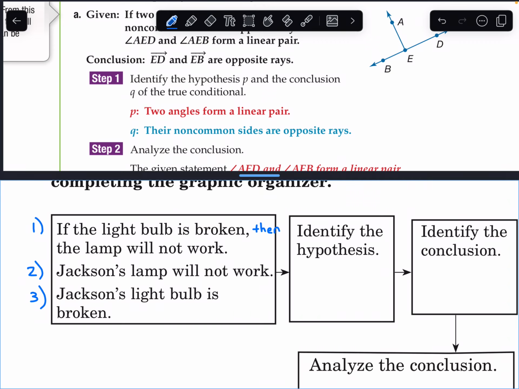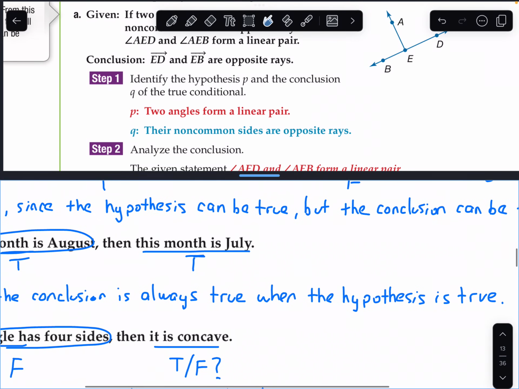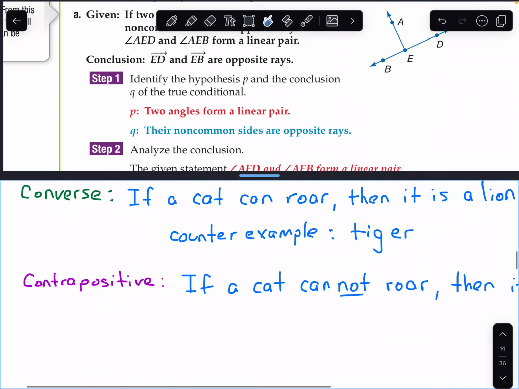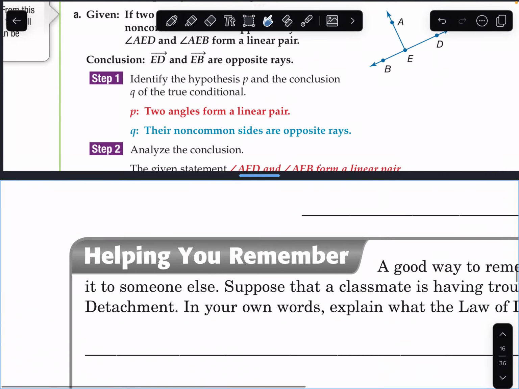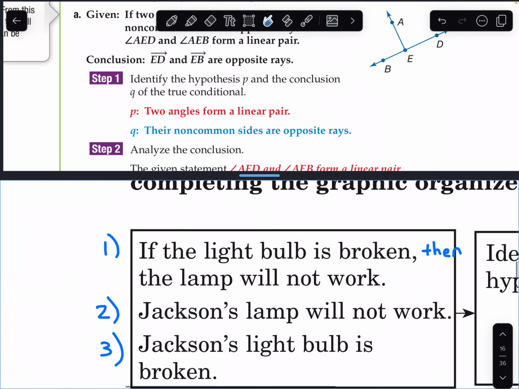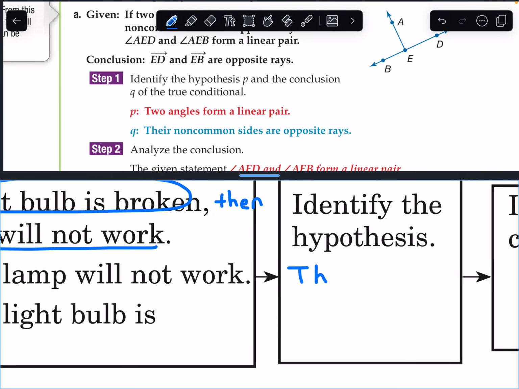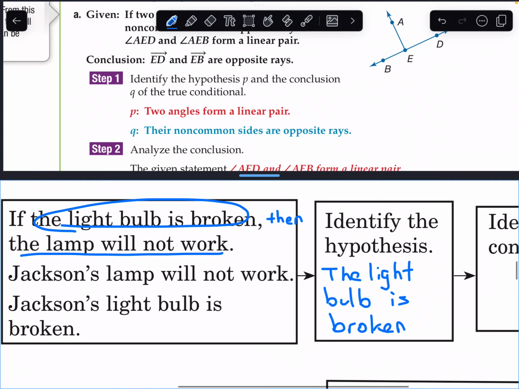I believe we have been, did we circle or underline? I want to be consistent here. Circle, hypothesis, underline, conclusion. Yep, let's do that here. The light bulb is broken. Then the lamp will not work is the conclusion. If the light bulb is broken, then the lamp will not work.